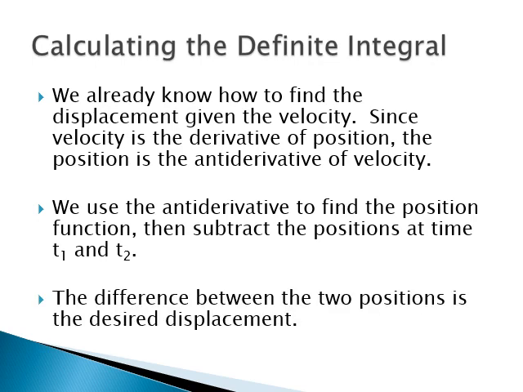We just simply calculate the position at time t1 and the position at time t2 and subtract them. And that constant will then be subtracted out, and the difference between those two positions is the displacement that we want.